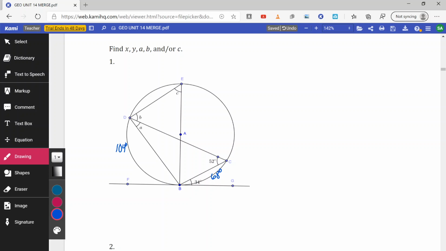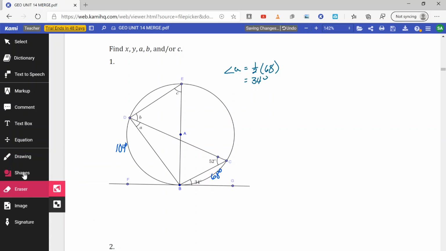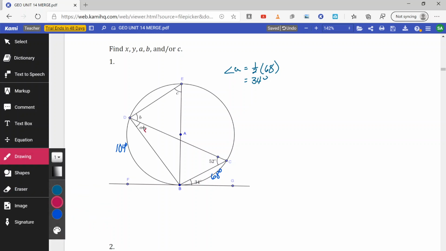So now that I have arc BC, I notice that angle A is comprised of that intercepted arc. So here the angle being an inscribed angle, the measurement of A is half the intercepted arc, which in this case is 68 degrees, which ends up being 34 degrees. So the measurement of angle A is 34 degrees.